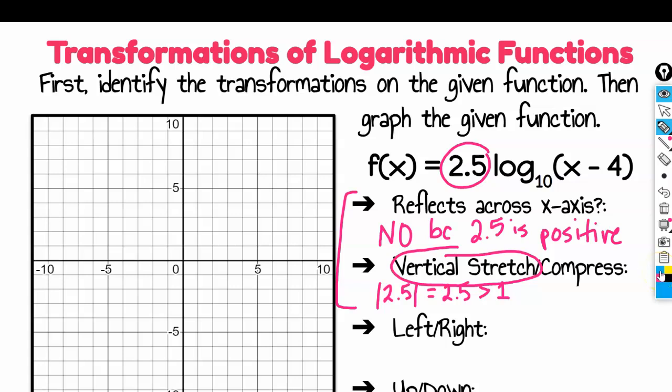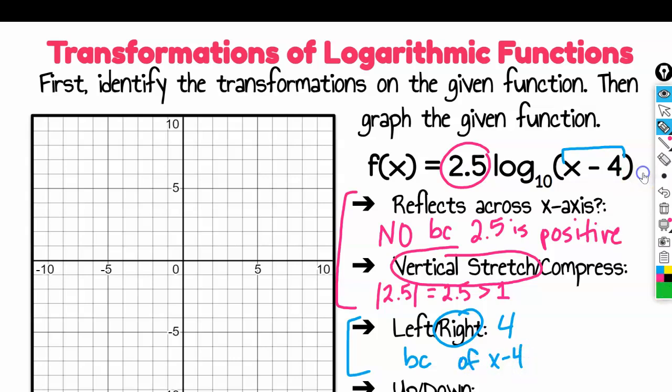Then I look at x. I look at if x has a value adding or subtracting to it in the parentheses for x minus h, and it does. We have x minus 4. So this moves to the right 4, because of the x minus 4.